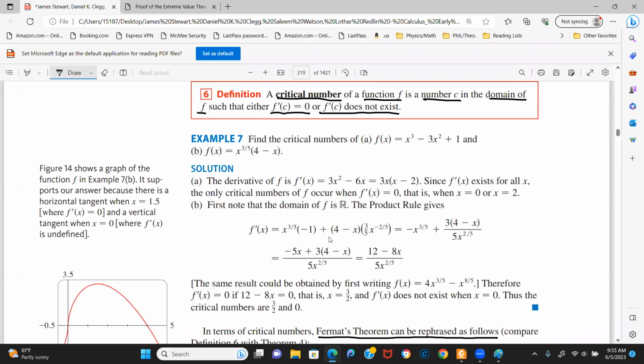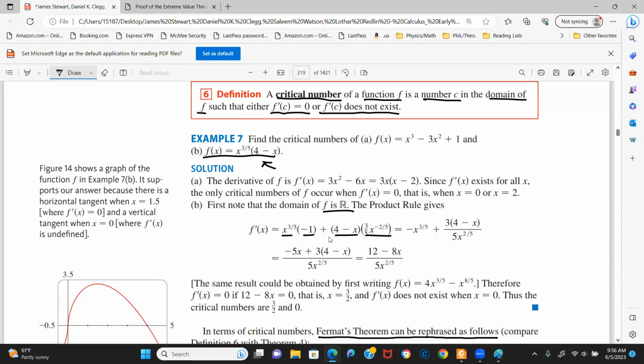This is for part B. So the domain of f is the whole real line. Okay. Then the product rule. So you take the derivative. Well, they wrote it backwards. I don't like the way they did the product rule. So the derivative of that is -1 times the x to the 3/5, and then you don't take the derivative of the second function. You take the derivative of the first function. It's backwards to me.